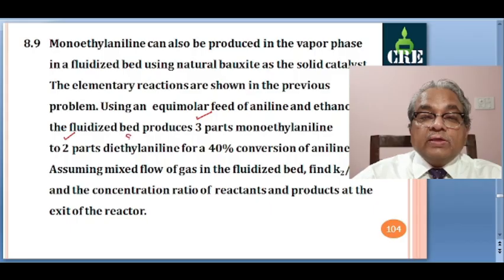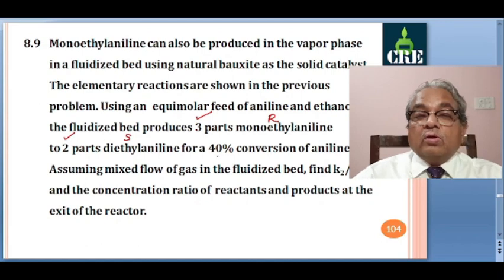So this is S and this is R. So 3 parts of R and 2 parts of S for 40% conversion of aniline. That is our A, so XA is 40%. Mixed flow of the gas in the fluidized bed. Find K2 by K1 and the concentration ratio of the reactants and products at the exit.